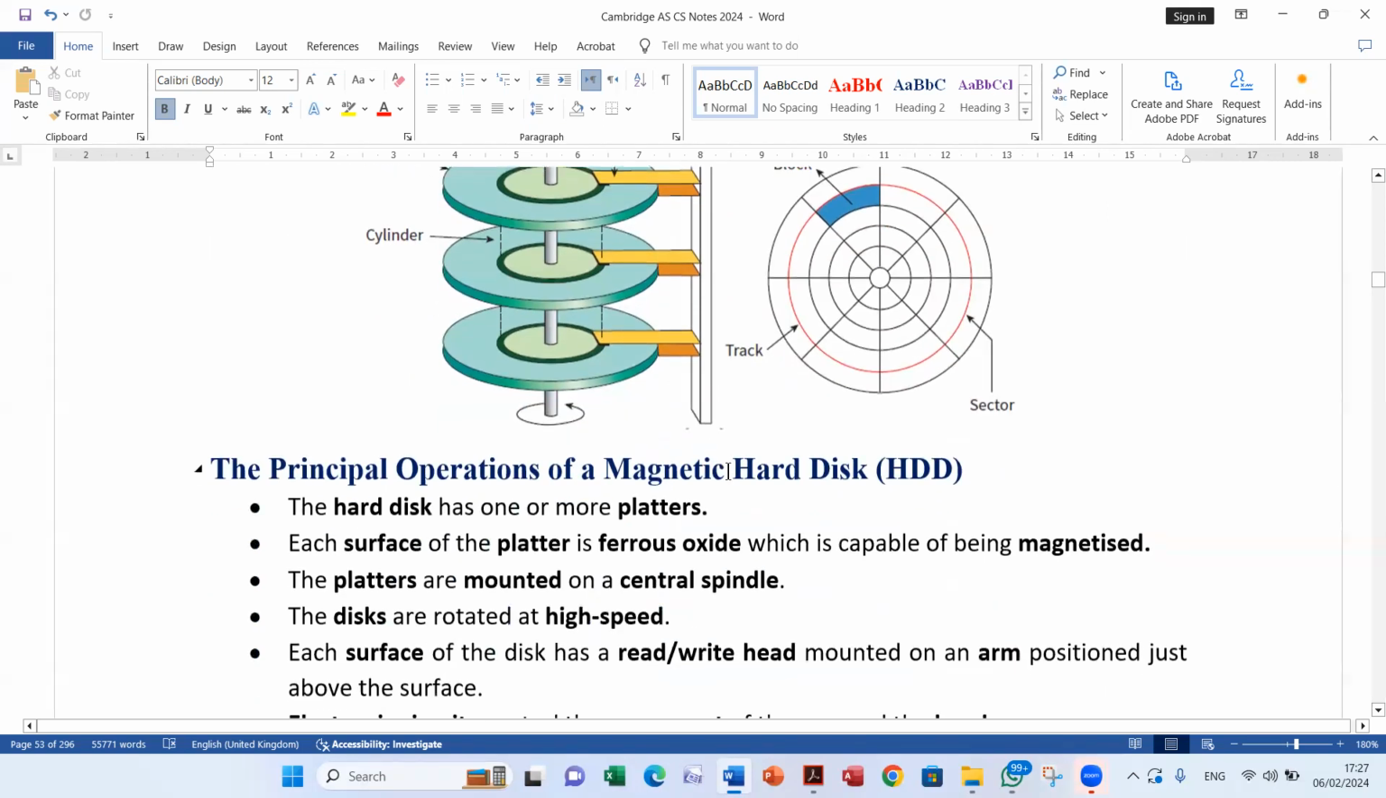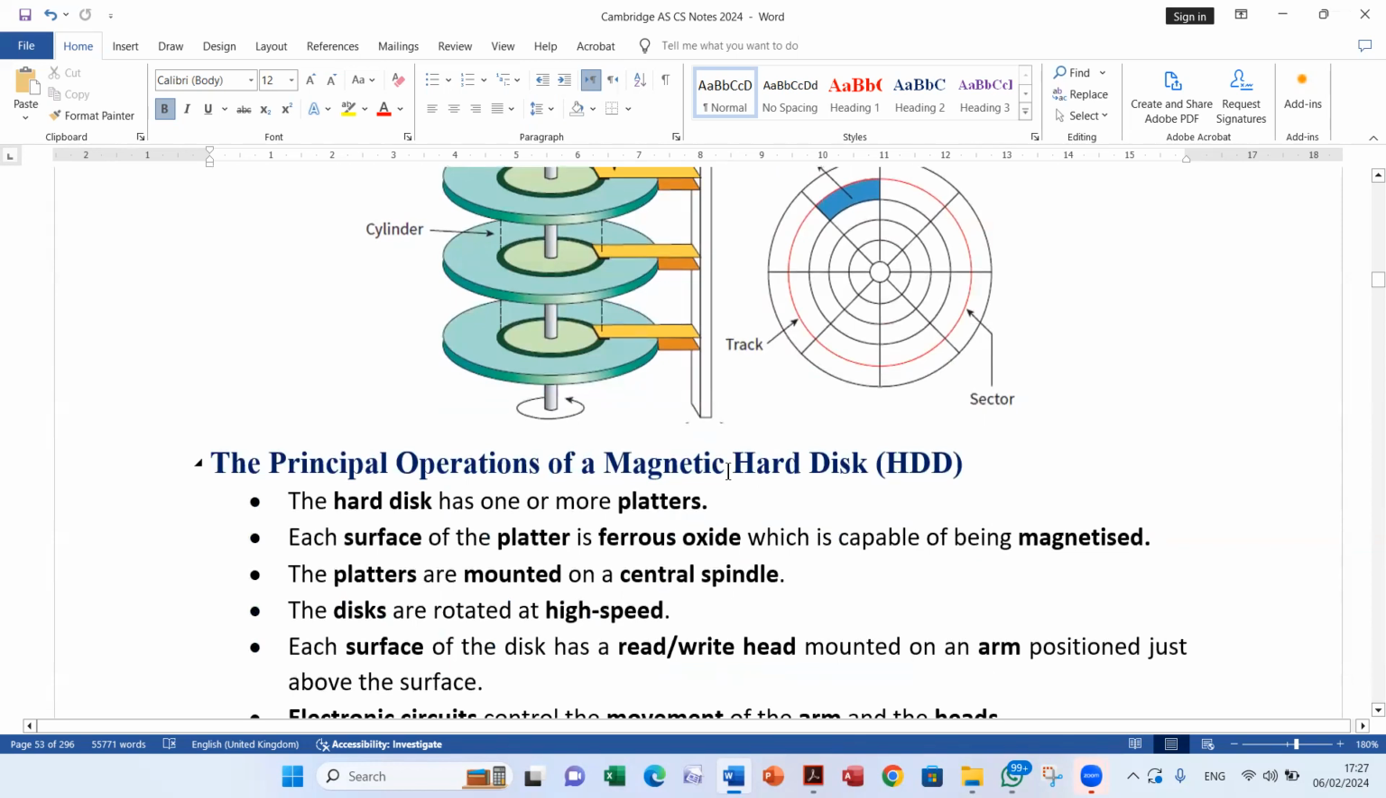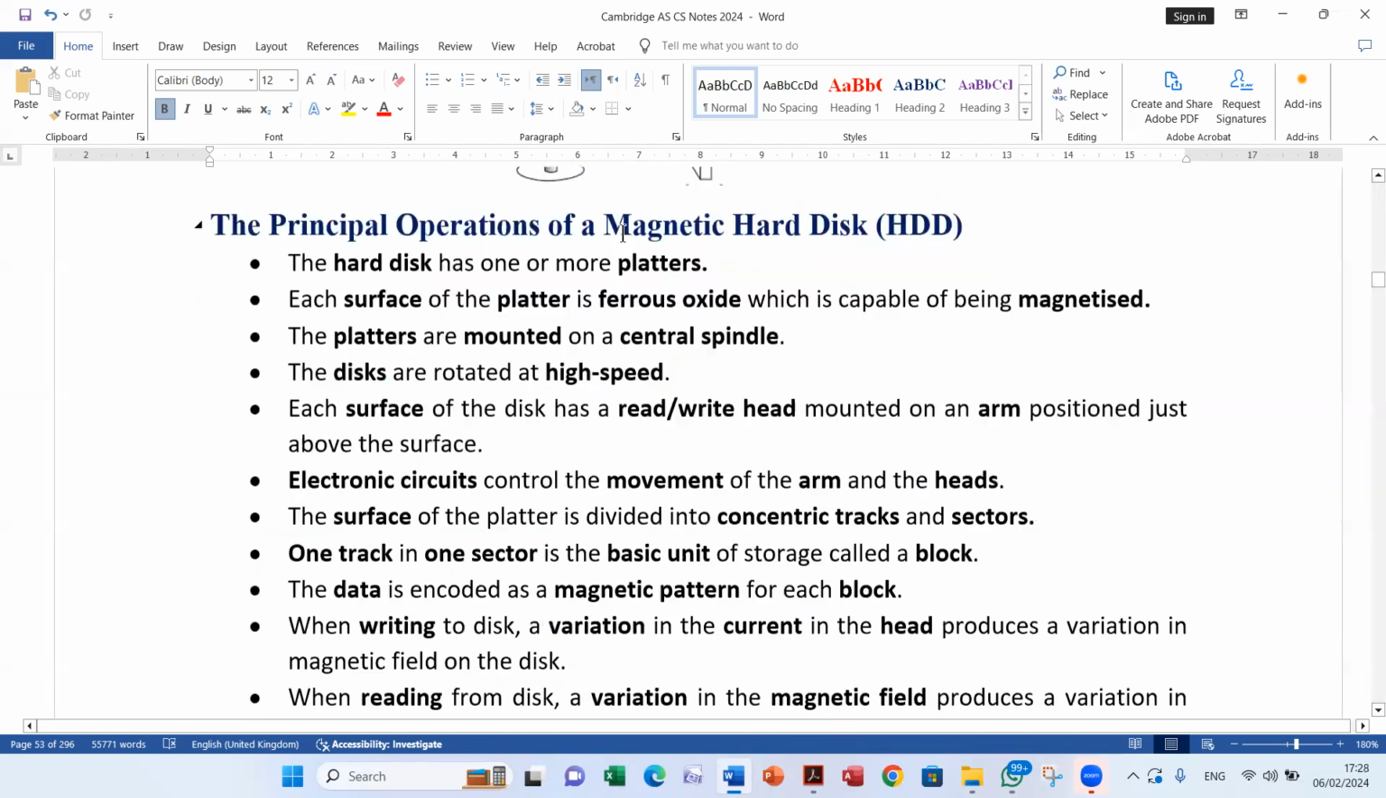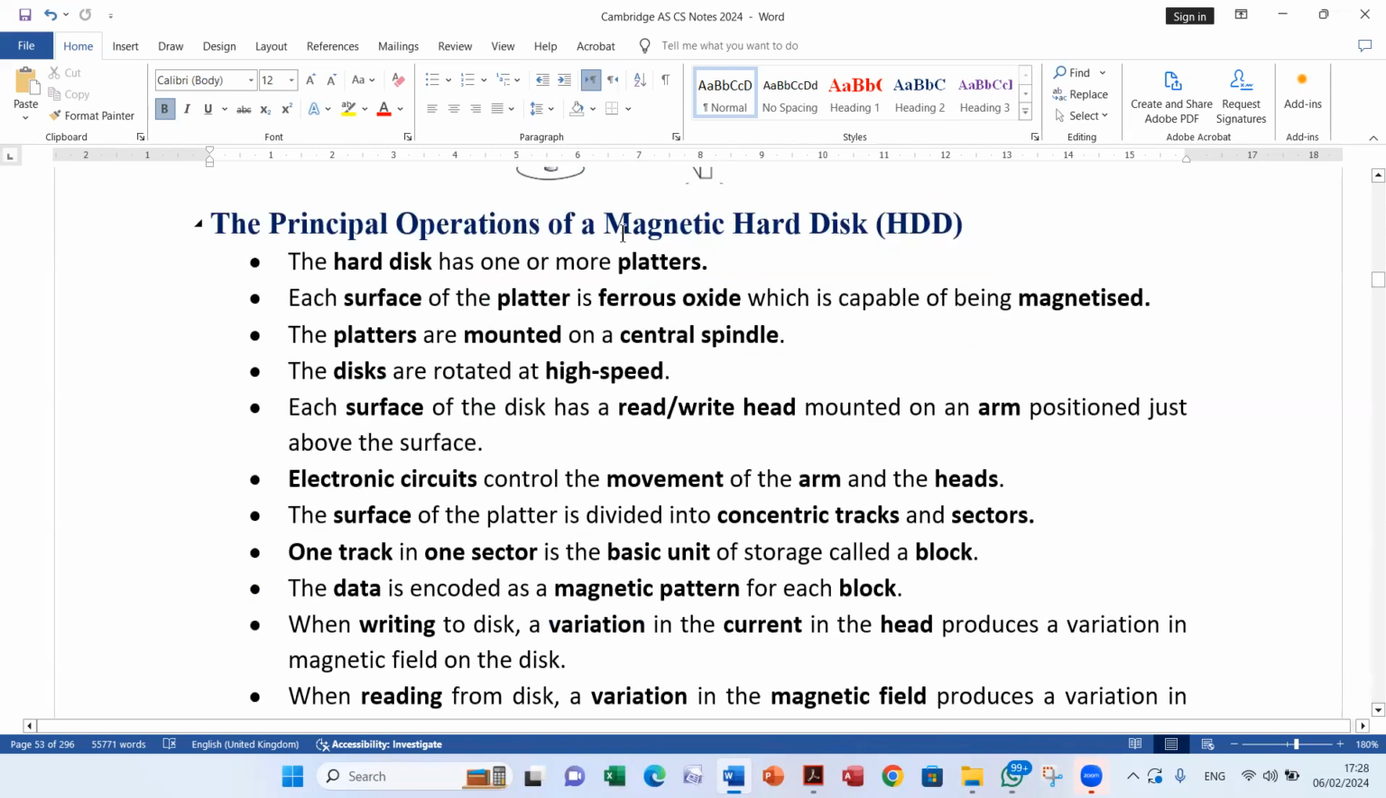The principle of operation of a magnetic hard disk. The hard disk has one or more platters. Each surface of the platter is coated with ferrous oxide, capable of being magnetized. The platters are mounted on a central spindle. The disks are rotated at high speed. Each surface of the disk has a read and write head, as you can see, mounted on an arm positioned just above the surface. Electronic circuits control the movement of the arm and the heads.